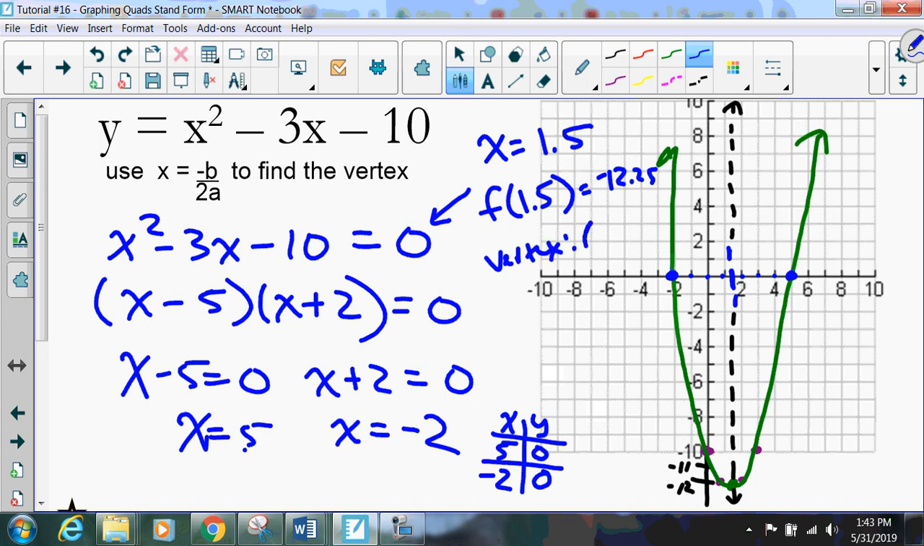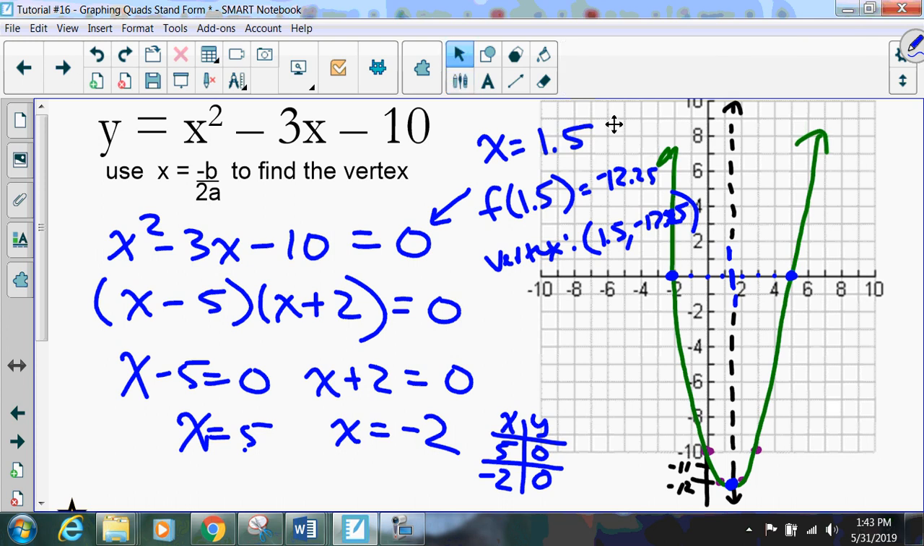If you like this method, do it. If you don't like it, at least you know the standard form way, all right? It's going to get you to the same graph. So those of you that feel like challenging yourself, you can always try this way.